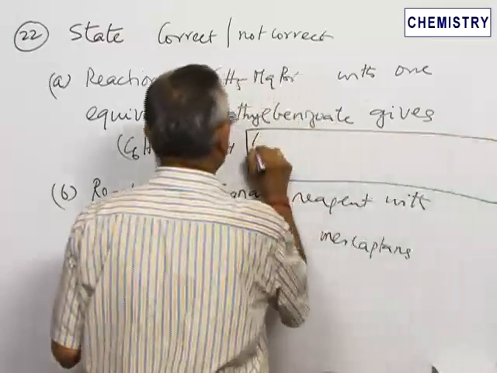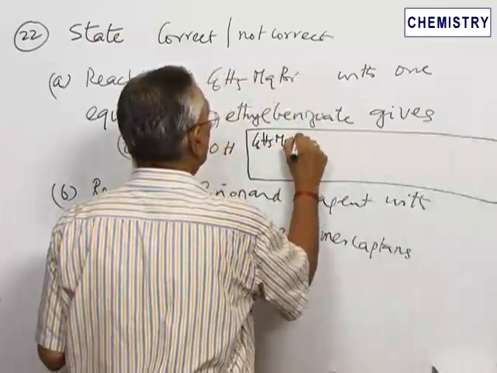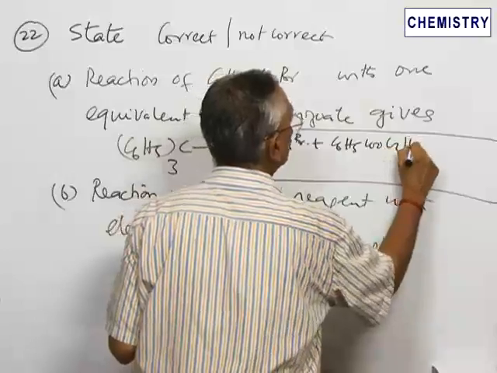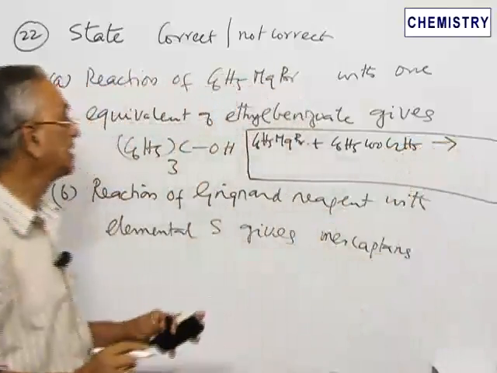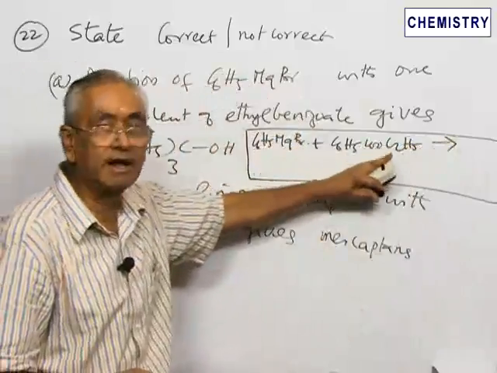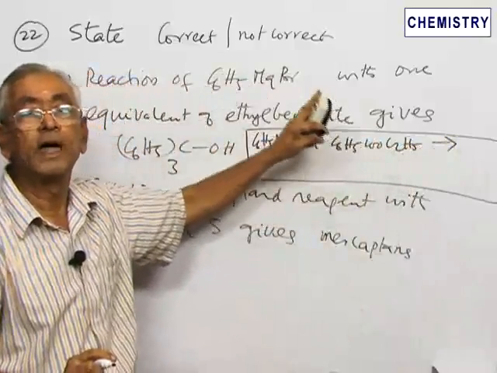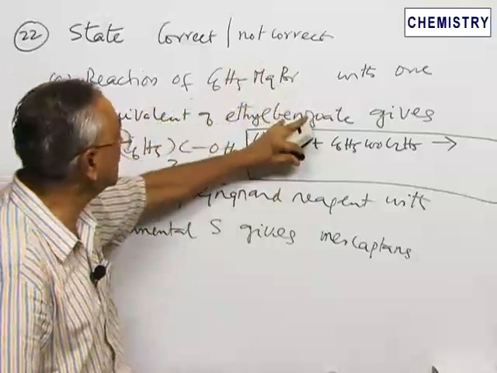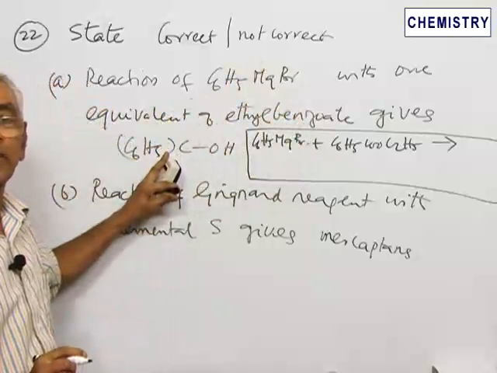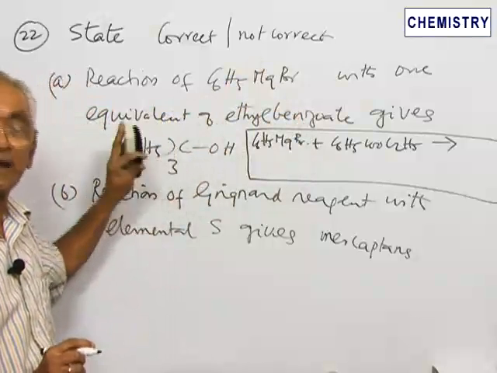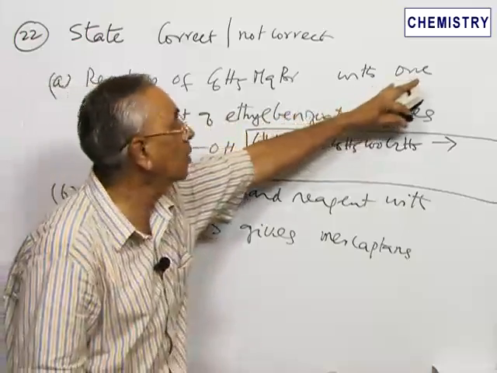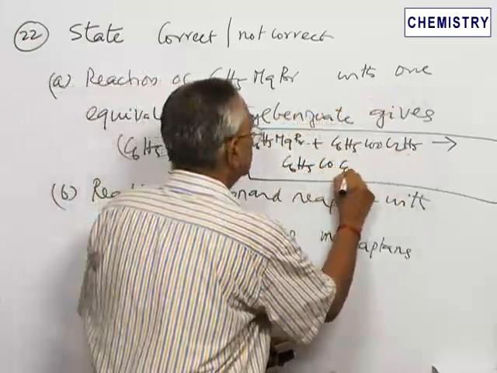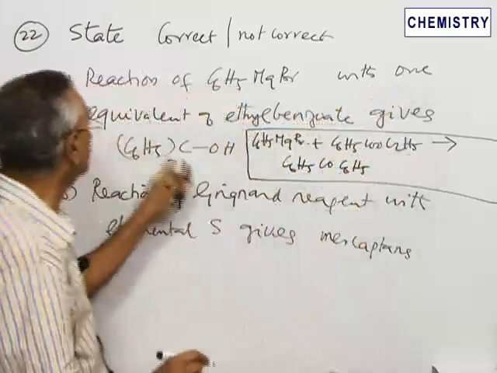When we react one equivalent of C6H5MgBr with ethyl benzoate, C6H5COOC2H5, what actually happens is a Grignard reagent reacts with an ester to give rise to a ketone only. When it is simply said that it reacts with ethyl benzoate, giving a final product as (C6H5)3COH is correct. But it is given specifically as one equivalent. When it reacts with one equivalent, the product obtained is only benzophenone, C6H5COC6H5, and not this.